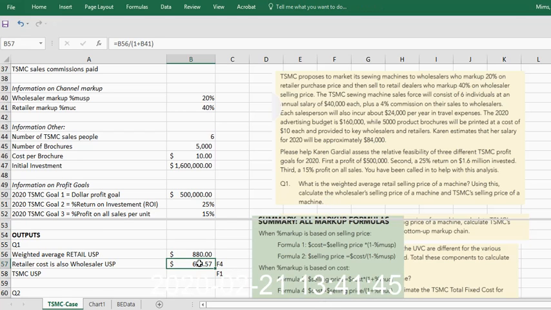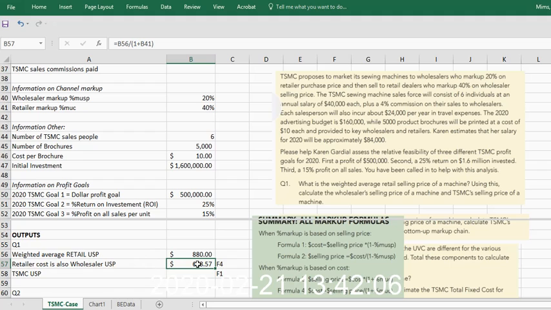All right, so let's see what we've done here. We're going to take our weighted average unit selling price, which we know, and we're going to divide it by 1 plus that 40% markup on cost, because that's Formula 4. Therefore, we get $628.57.